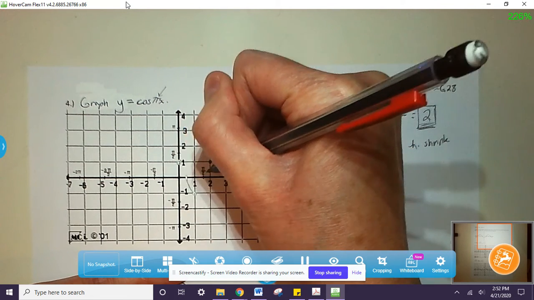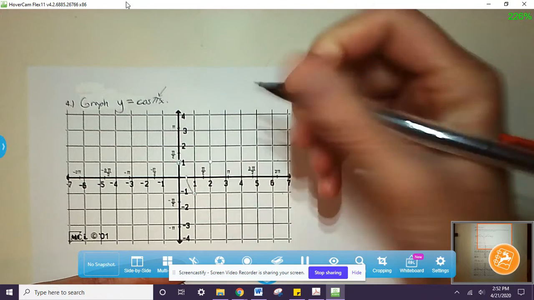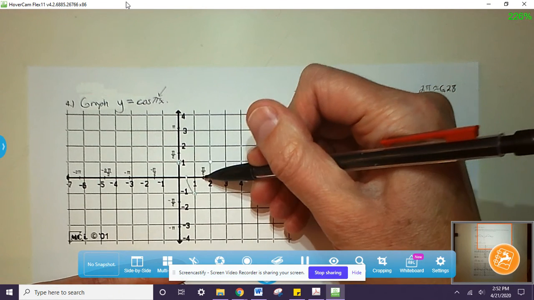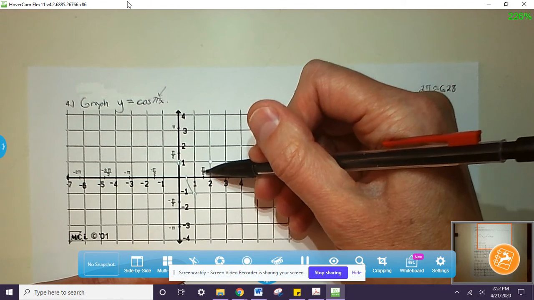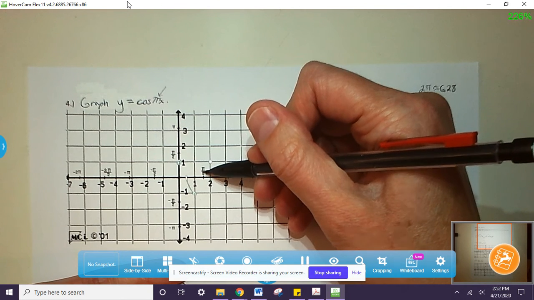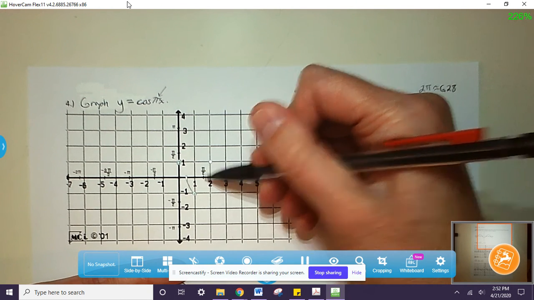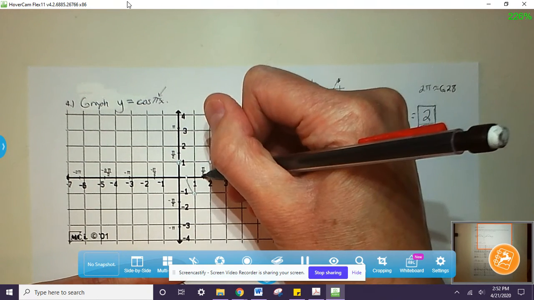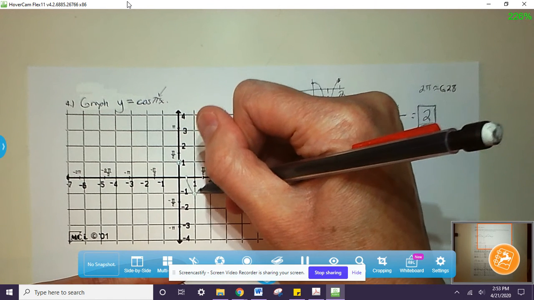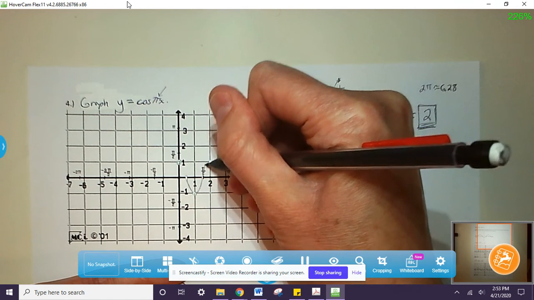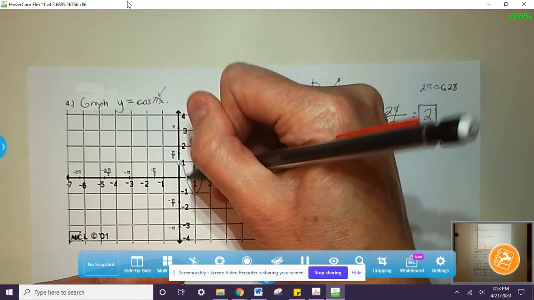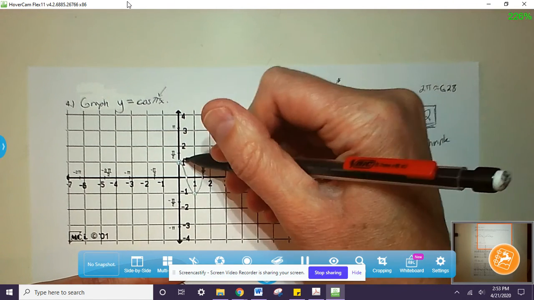And halfway between 1 and 2, since we have a min and then a max, there has to be an x-intercept. Is that x-intercept a little bit to the left of pi over 2 or a little bit to the right of pi over 2? Teeny tiny bit to the left because 1.5 is smaller than 1.57. So there's one full period of our graph when the period is 2.